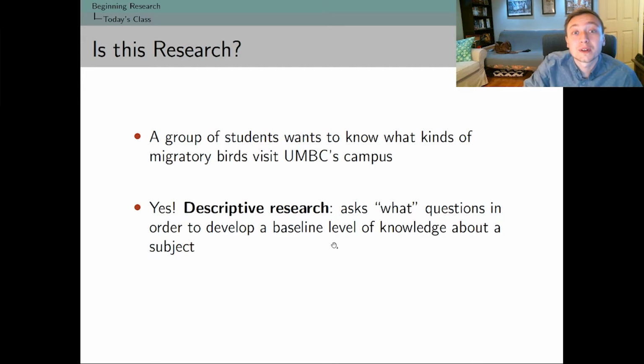So descriptive research is quite different from pretty much all of the research questions that we are going to be contending with in our course. But it's important to also recognize that this is a form of research as well.